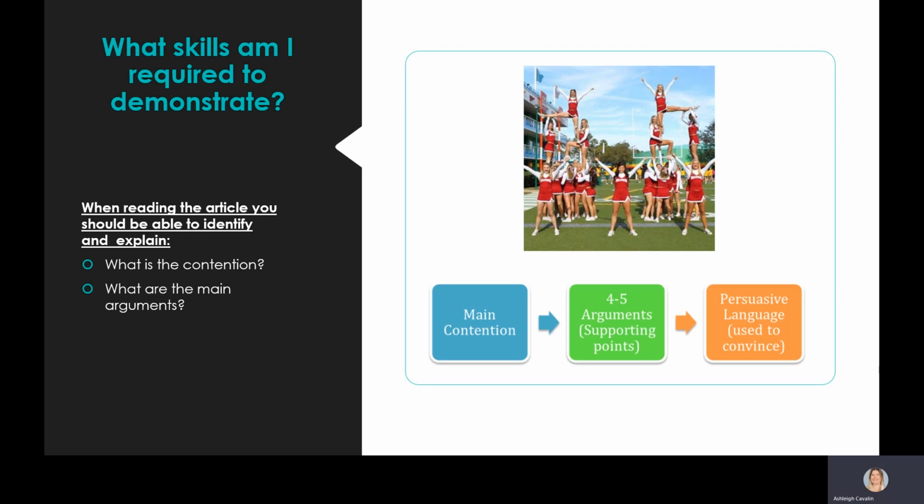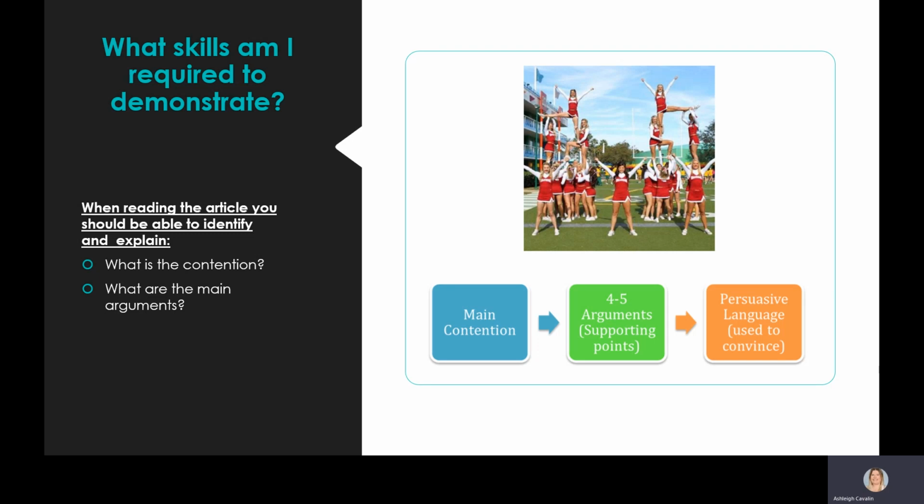When reading the articles that you have been provided, you should be able to identify and explain what is the writer's contention and what are the main arguments used to support that contention. If we have a look at the diagram on the right, the contention is essentially the cheerleader on top. It is the main point. It is their essential thinking.